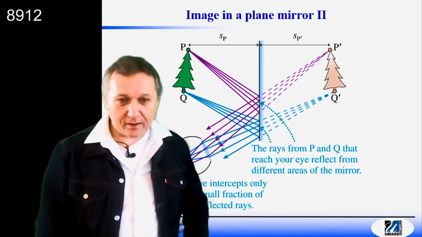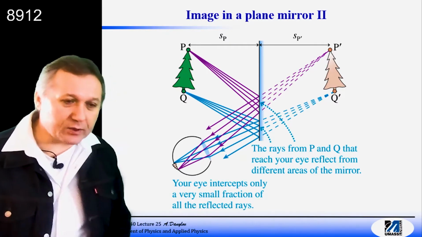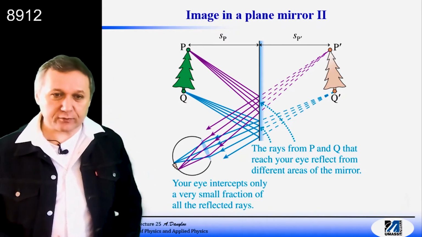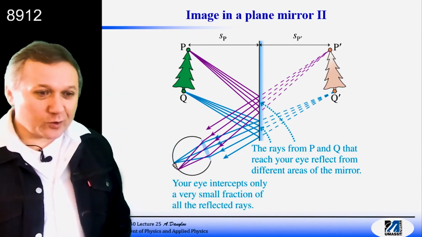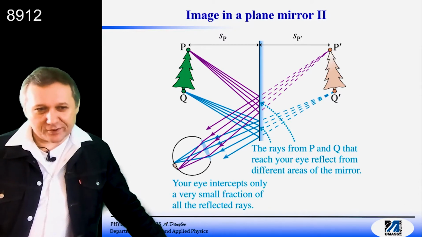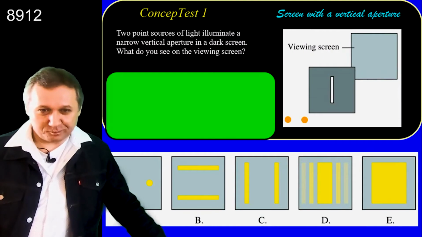So that's how images are formed. That's how we can model image formation in the mirror. So you see, it's quite simple. Ray optics is much simpler than wave optics. So now the question for you.